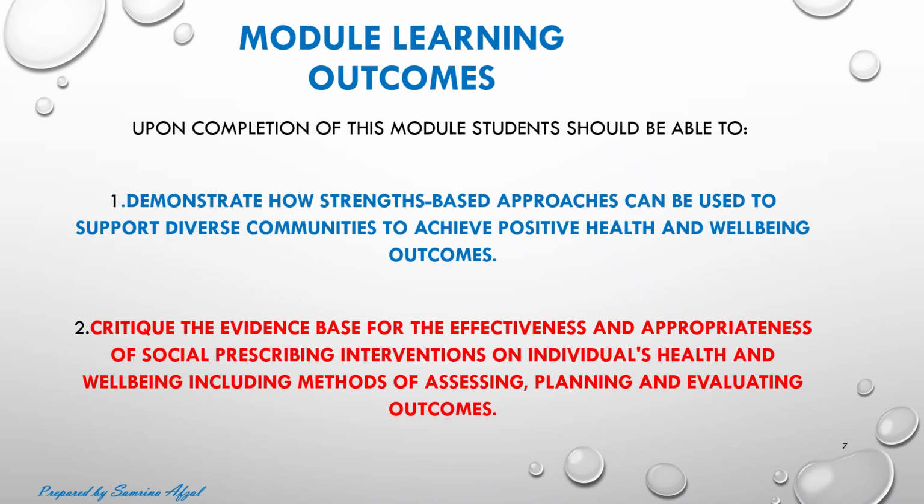The second learning outcome is that the students have to critique the evidence base for the effectiveness and appropriateness of social prescribing interventions on individuals' health and well-being, including different methods of assessing, planning, and evaluating the outcomes. This learning outcome will be part of the literature review assignment.